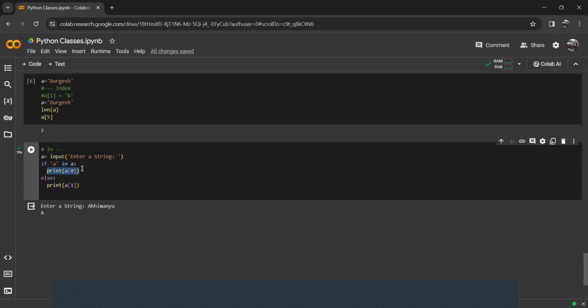So if this condition is correct, then the compiler will go here only. It will not go to this condition, because our first condition is correct, so it will go inside this block. But if this condition was wrong, then it will not go inside this block, it will directly jump to the else block and give you the output. Is this thing clear?